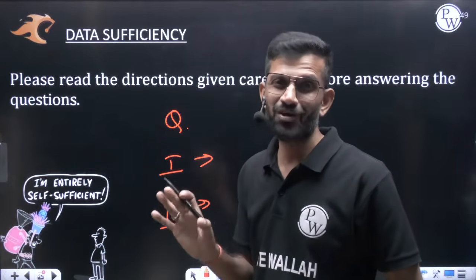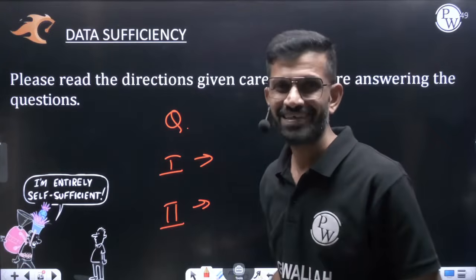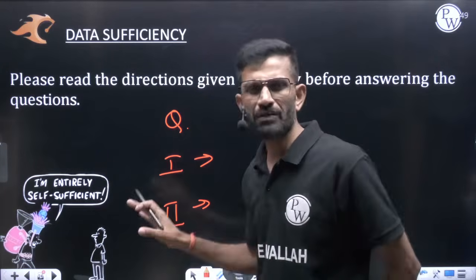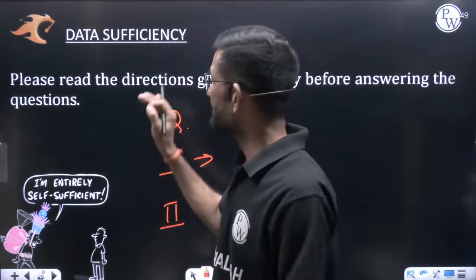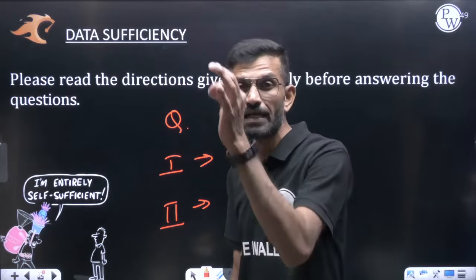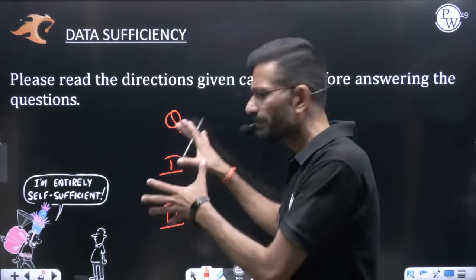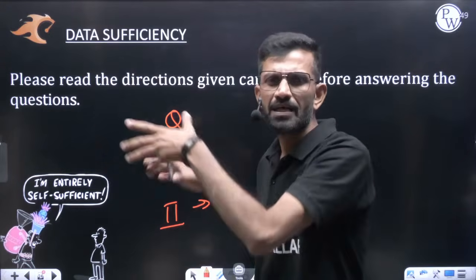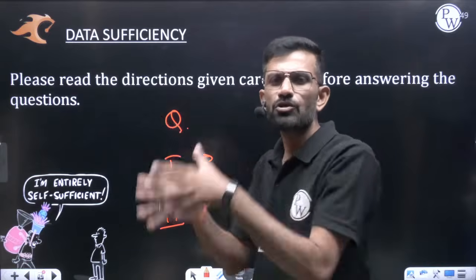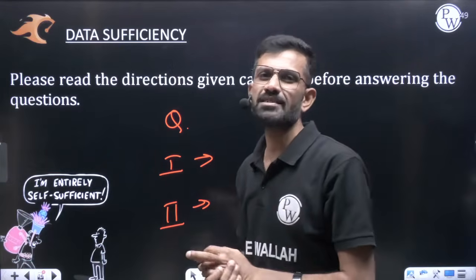What the answer is, is not important. Important is whether you are getting one confirm answer or not. But before going for a DS question, my dear friend, read the direction given over there very carefully, because based on the direction given, we select the option. Statement 1 alone is sufficient, select option 1. Statement 2 alone is sufficient, select option 2. So they will give you some direction, and based on that direction, you have to select the option.